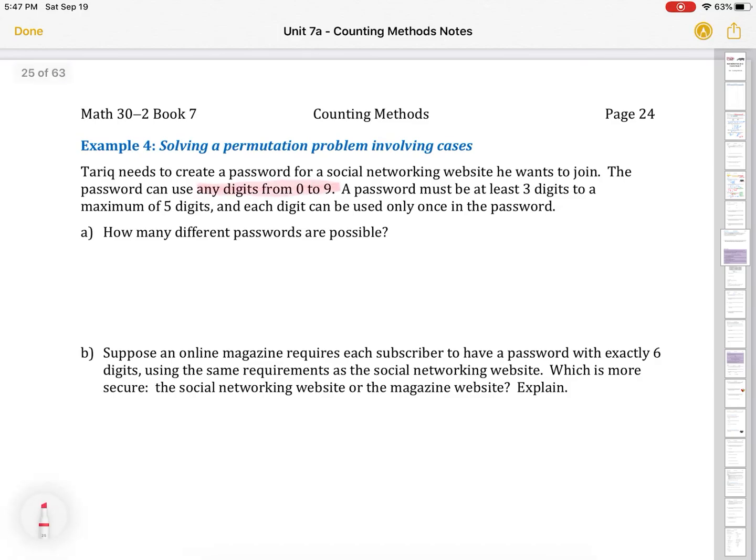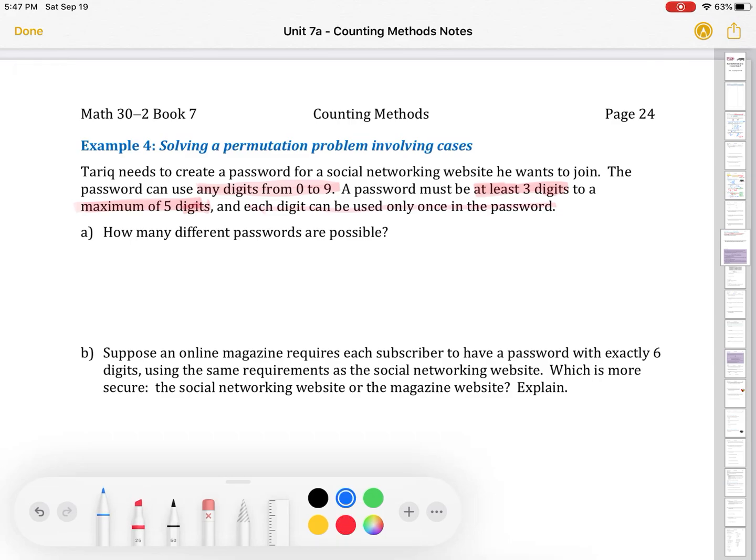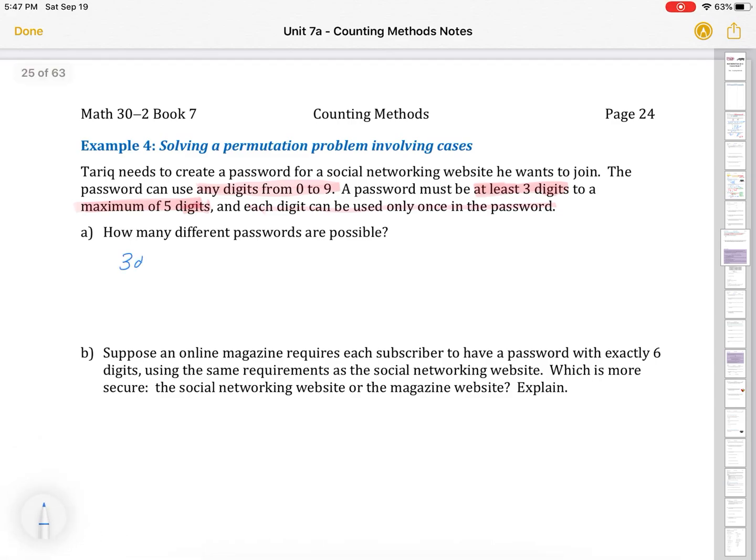Tariq needs to create a password for a social networking website he wants to join. The password can use any digits from 0 to 9. So 0 to 9 is 10 digits. And it must be at least 3 digits to a maximum of 5 digits. Each digit can only be used once in the password. Okay? So once he uses it, he can't use another one. Okay? So that fits our criteria. So how many passwords are possible?